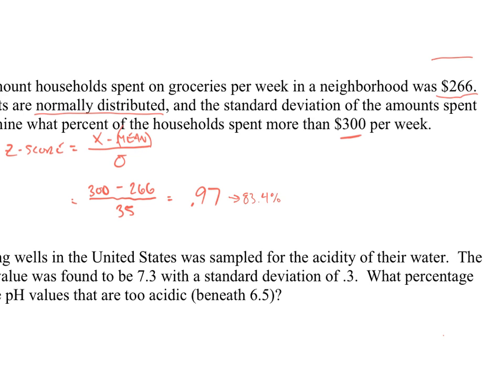and think about what the question is asking us. It's saying what percent of households spent more than $300 per week. Well, this is the percent of households that spent less. So if we want to find out how many spent more, we'll just take that number and subtract it from 100. And when you do 100 minus 83.4, you get 16.6% of the households in the survey.